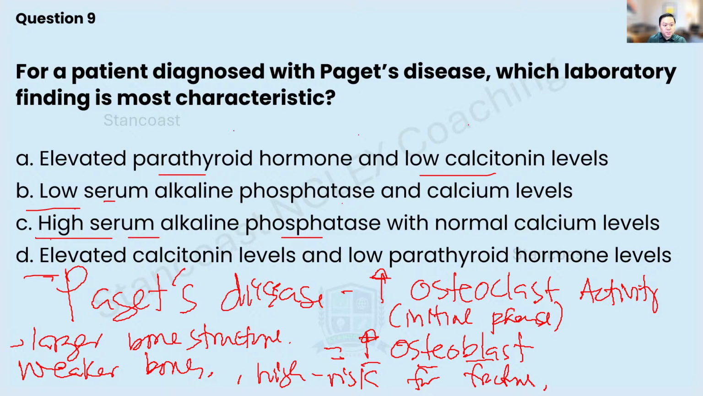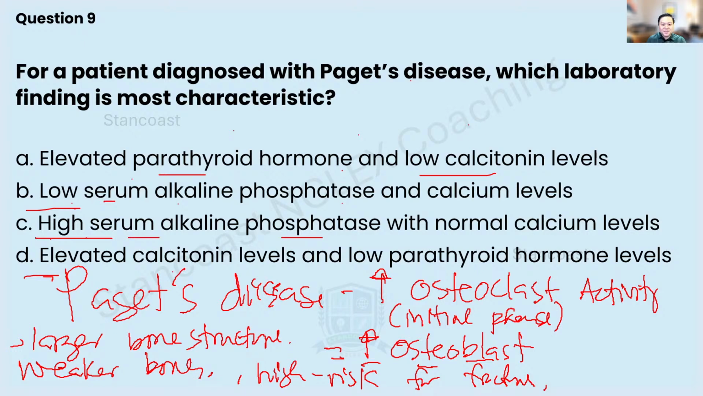For a patient diagnosed with Paget's disease, which laboratory finding is most characteristic? Is it A, elevated parathyroid hormone and low calcitonin levels? Or B, low serum alkaline phosphatase and calcium levels? C, high serum alkaline phosphatase with normal calcium levels? Or D, elevated calcitonin levels and low parathyroid hormone levels? The correct answer for this test item is letter C, high serum alkaline phosphatase with normal calcium levels.